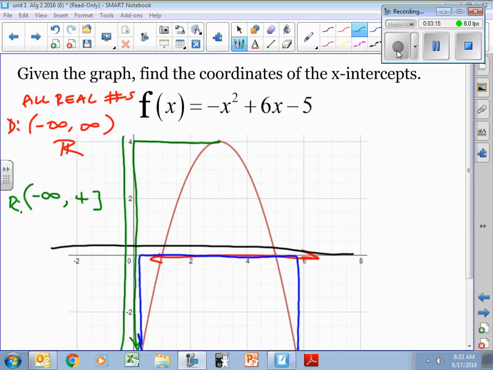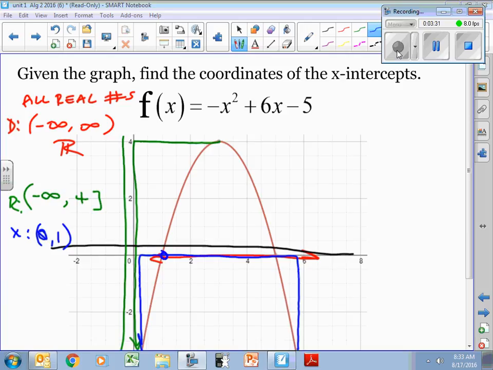All right, where are we? Hey, x-intercept. What do you guys have? 0, 1 and 0, 5.